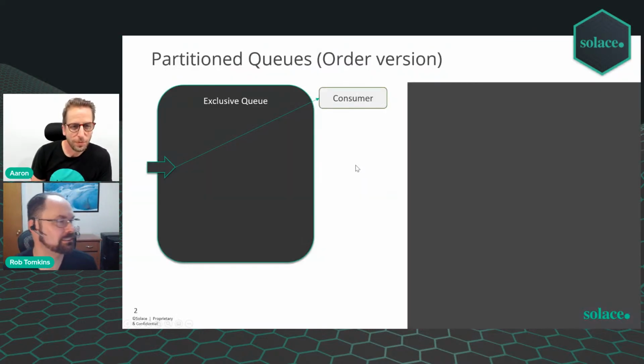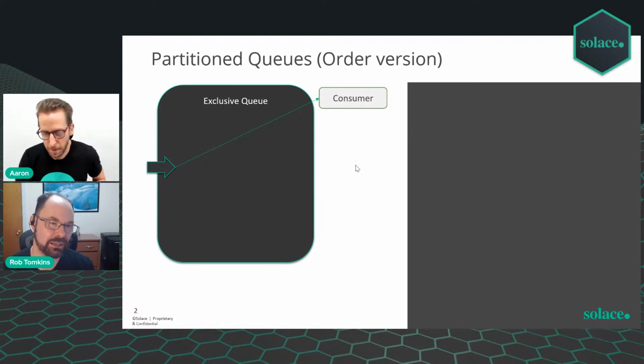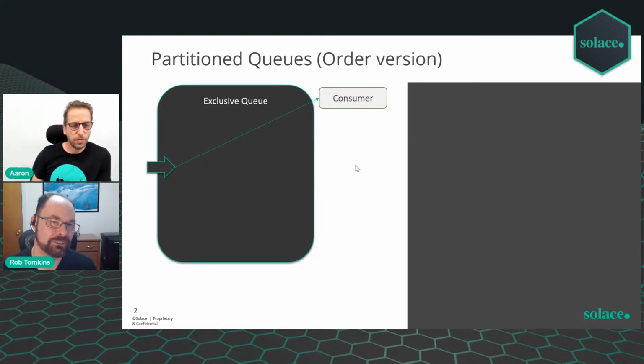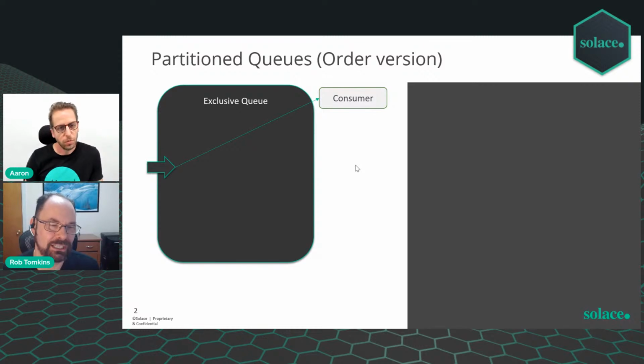All right, so let's go through an example of partition queues, and in a way, what partition queues really are is Solace's answer to partitioning that you see in Kafka. And if you think about a partition queue, it's sort of like a consumer group within Kafka, but with added benefits. So I'm going to take you through a scenario here.